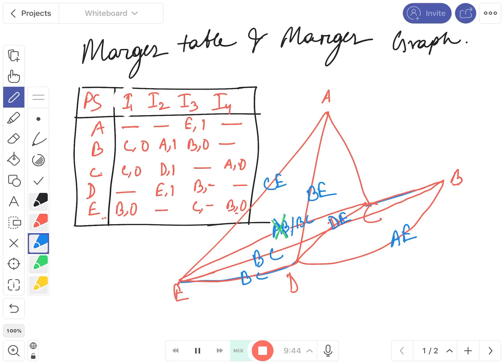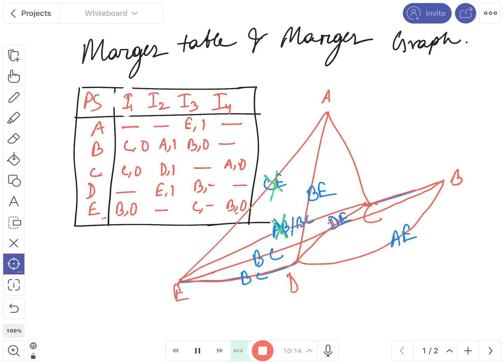Okay, now look at this. This is my merger graph. As AB is not compatible, CE is not compatible, right? Now I have to check whether CE is an implied state anywhere or not. CE is an implied state of AE. So as CE is not compatible, AE also cannot be compatible.